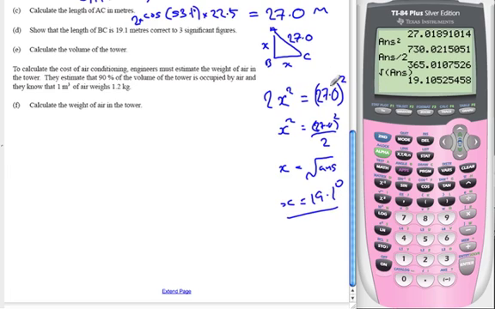19.1 degrees, and I've shown how I've worked it out. I've got my sketch there. I think that'll do that nicely. Right, I've done that one. I'm on to part E. Calculate the volume of the tower.